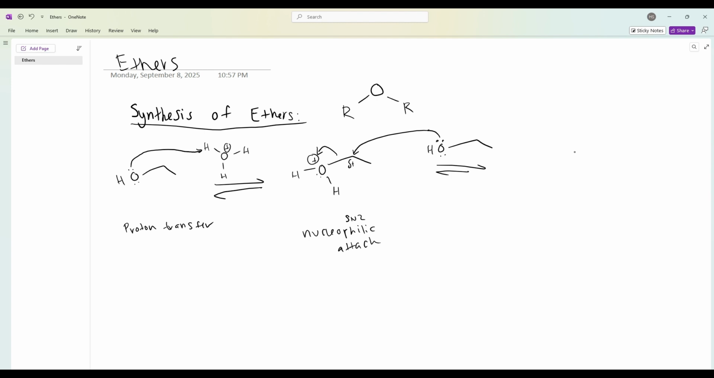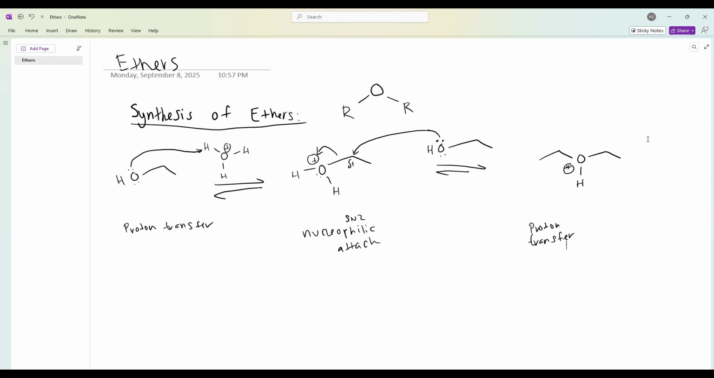And then finally, what we're going to have is, I'm going to draw it like this, this guy here, right? But we're going to end with a proton transfer, because we want to get rid of this hydrogen right here to get our ether. So we've kind of come full circle, right? We've kind of sandwiched this thing in.